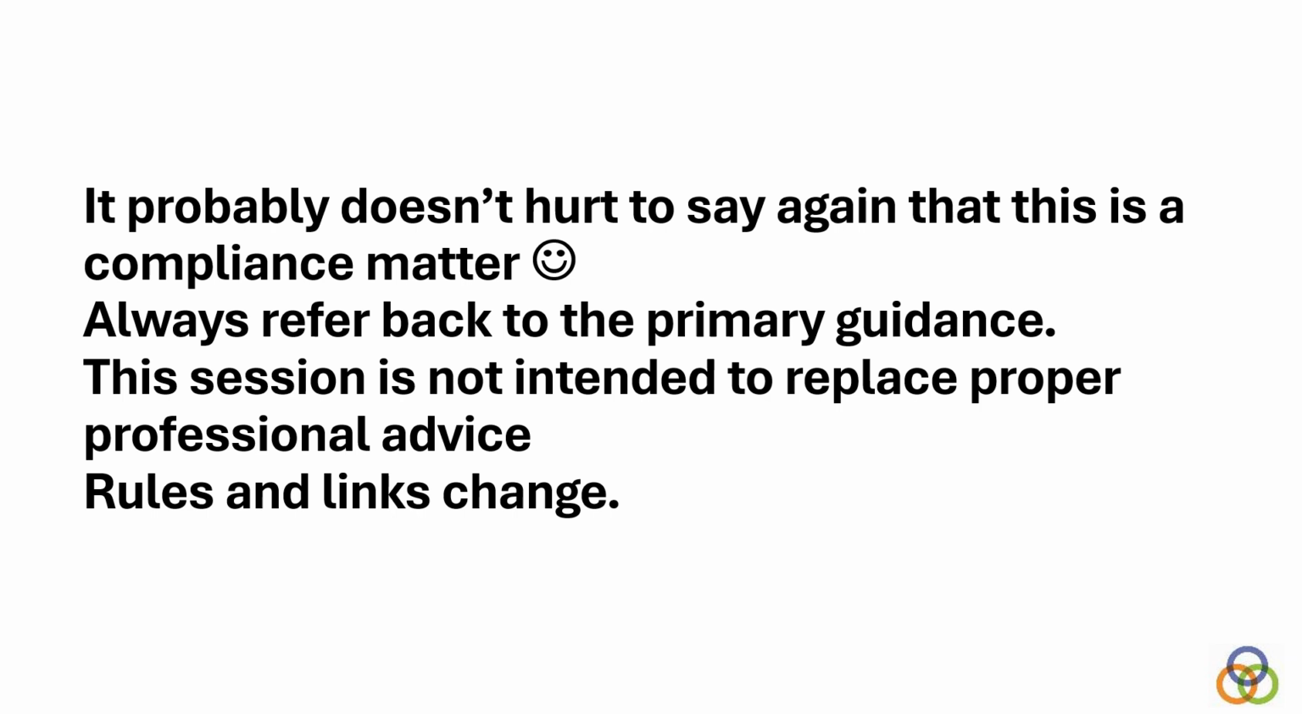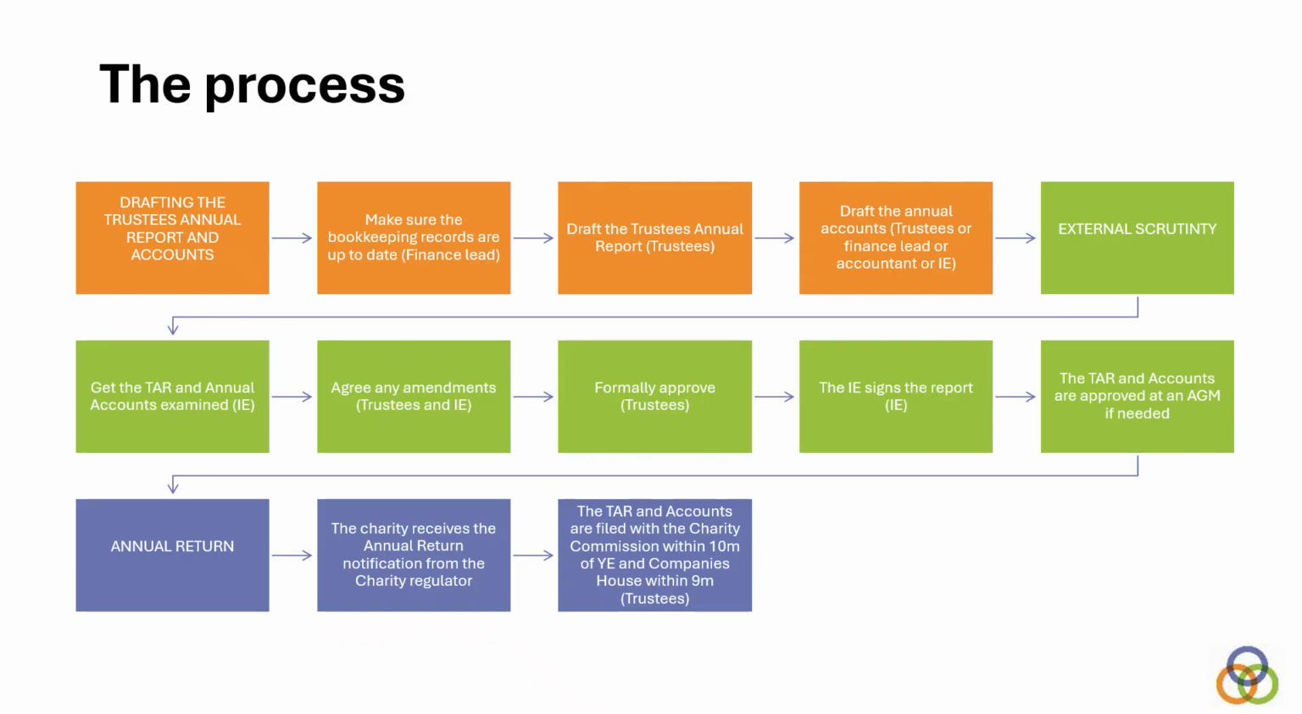I would always go back to the primary guidance. The key takeaways: you've got to do a trustee's annual report and accounts, you've got to get them verified or scrutinised, and you've got to file them with your annual return. And then that becomes a public postcard to the world of your financial position. So take care around the financial storytelling and what you're putting out there. And just keep checking back with the Charity Commission, because the thresholds change and the regs change.